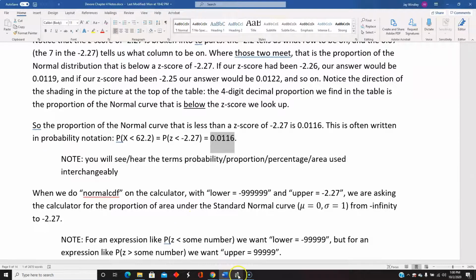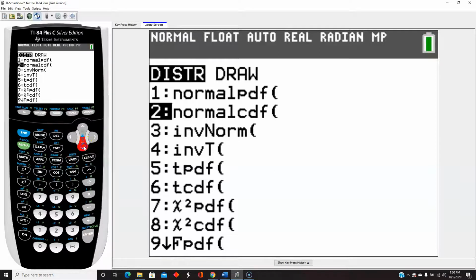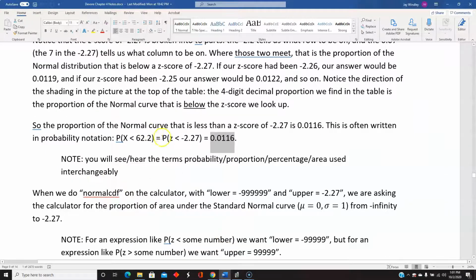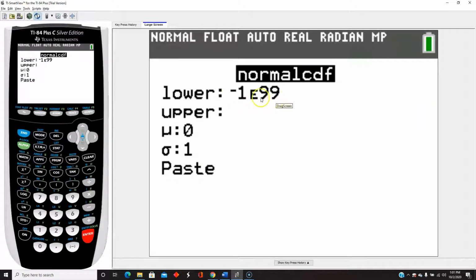It's very easy to do this on the calculator. On the calculator, if you press second vars, the second item on the list is normalcdf. We will use this a lot. And the only thing that's a little bit tricky for some students is if we want the probability of a z-score less than negative 2.27, then less than that means that our starting point is negative infinity. By default, the calculator puts a number like this for negative infinity, but usually I just put negative some big number for the lower bound. And then the upper bound would be my z-score, negative 2.27.